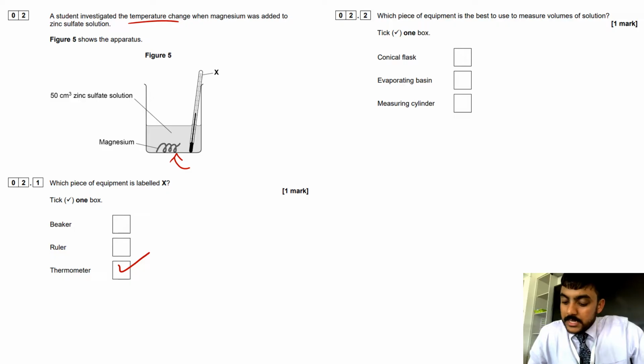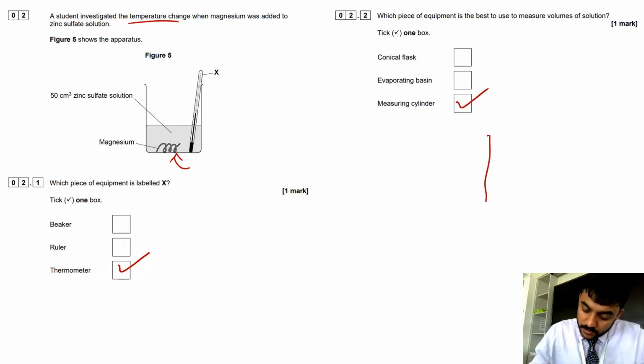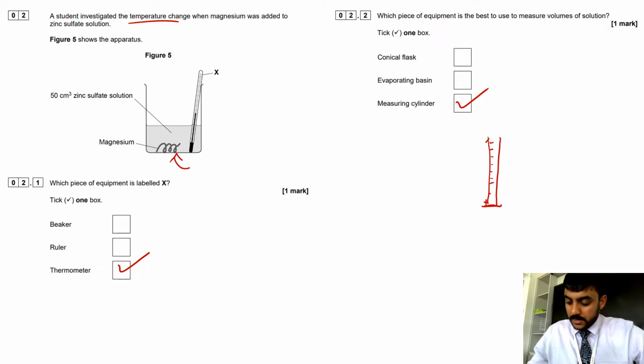Which piece of equipment is the best to use to measure volumes of a solution? Remember, volume is how much space it takes up, and that is measured using a measuring cylinder. And it sort of looks like this. So there we go. And it has lines on it to see the volume when you put the liquid in.